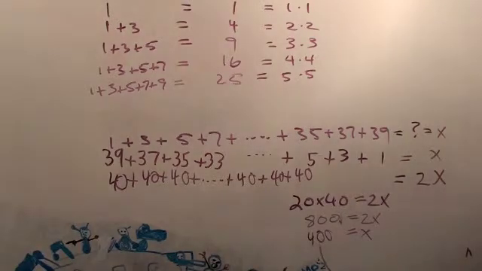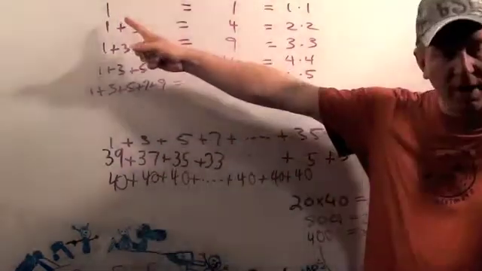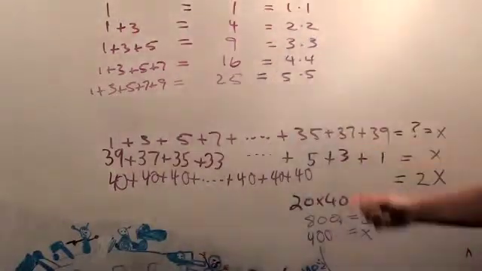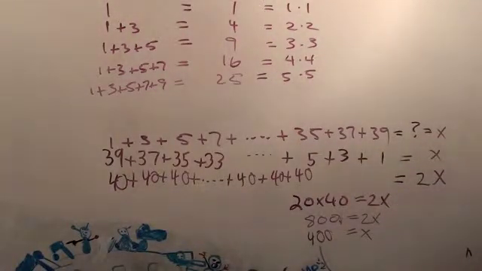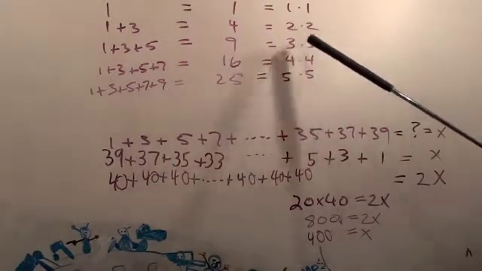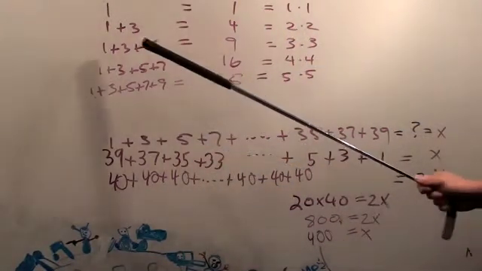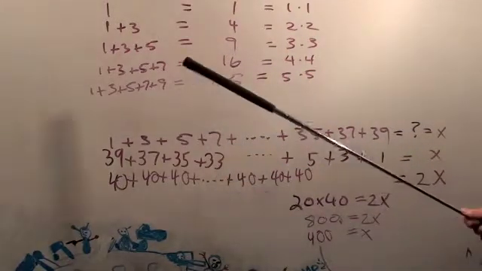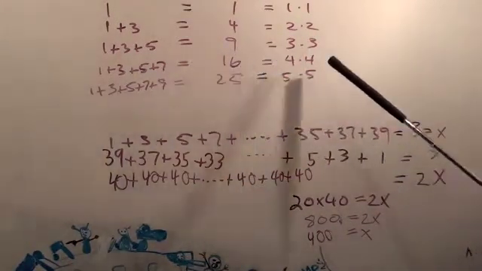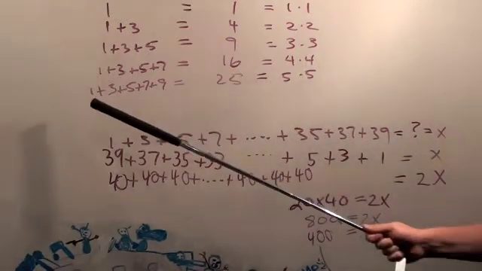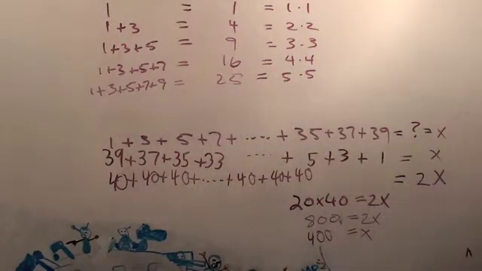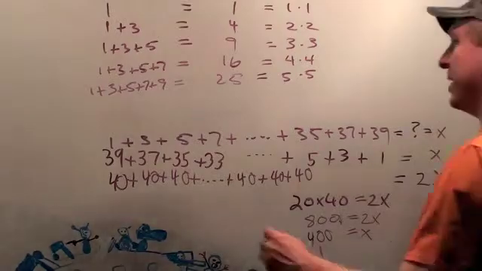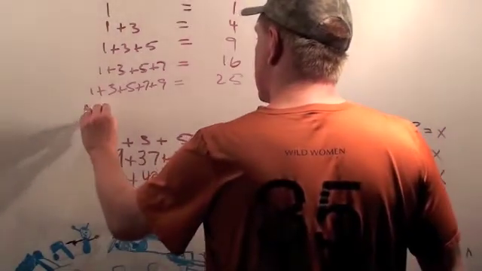Now when I added up the first 20 odd numbers, look at this. When I add up the first 1 odd number, I get 1 times 1. When I add up the first 2 odd numbers, I get 2 times 2, which is 4. The first 3 odd numbers, I get 3 times 3, 9. The first 4, I get 4 times 4, 16. The first 5, I get 5 times 5. And what did we get when we added up the first 20 odd numbers?